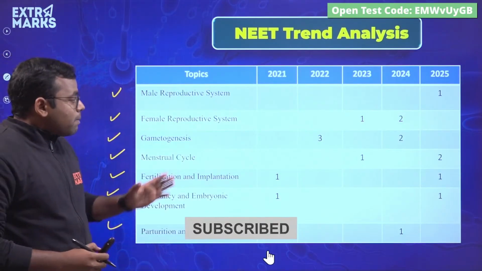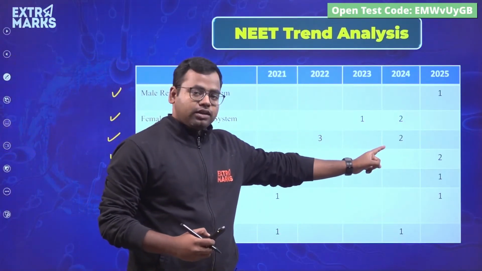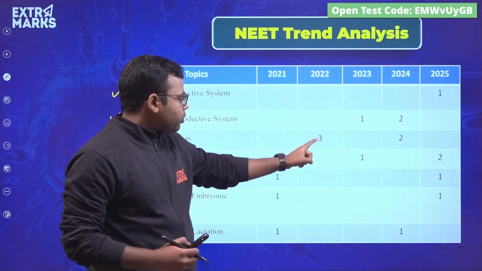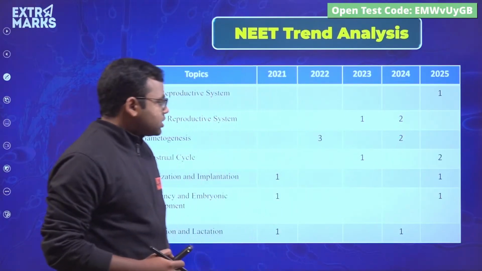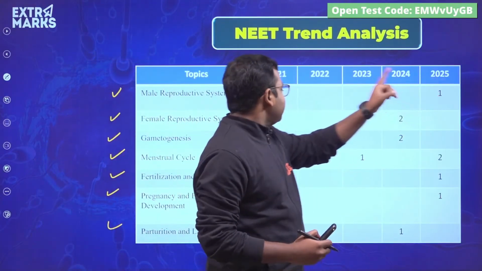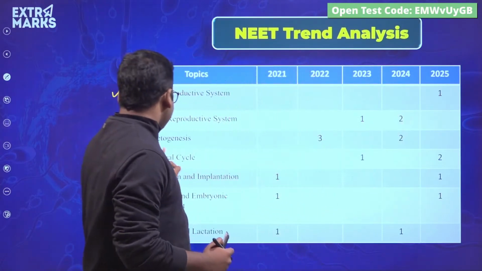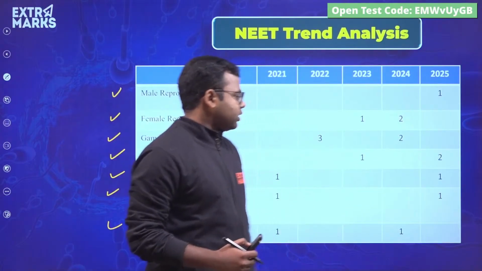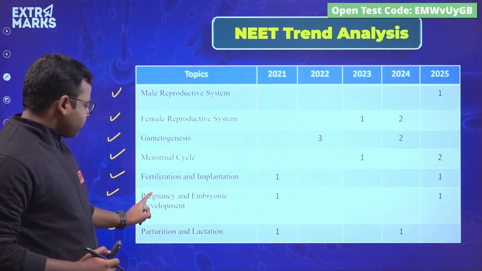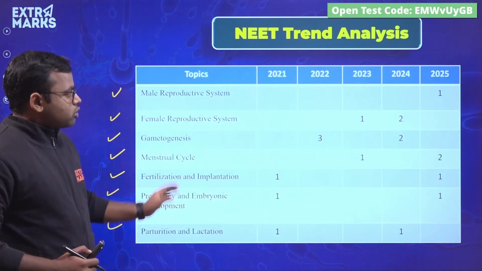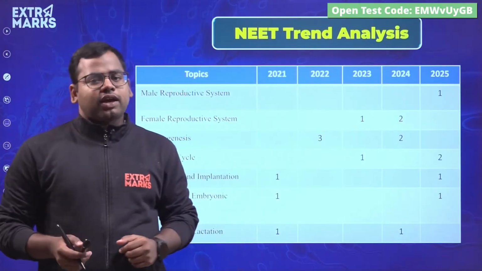And you can see maximum questions are asked from the gametogenesis topic. In 2022, 3 questions were asked, and in 2024, 2 questions. Similarly, in 2025, from the male reproductive system, 1 question was there. From the menstrual cycle, 2 questions. And 1 question from fertilization and implantation, and 1 question from pregnancy and embryonic development. This is the trend we can see in the previous 5 years.